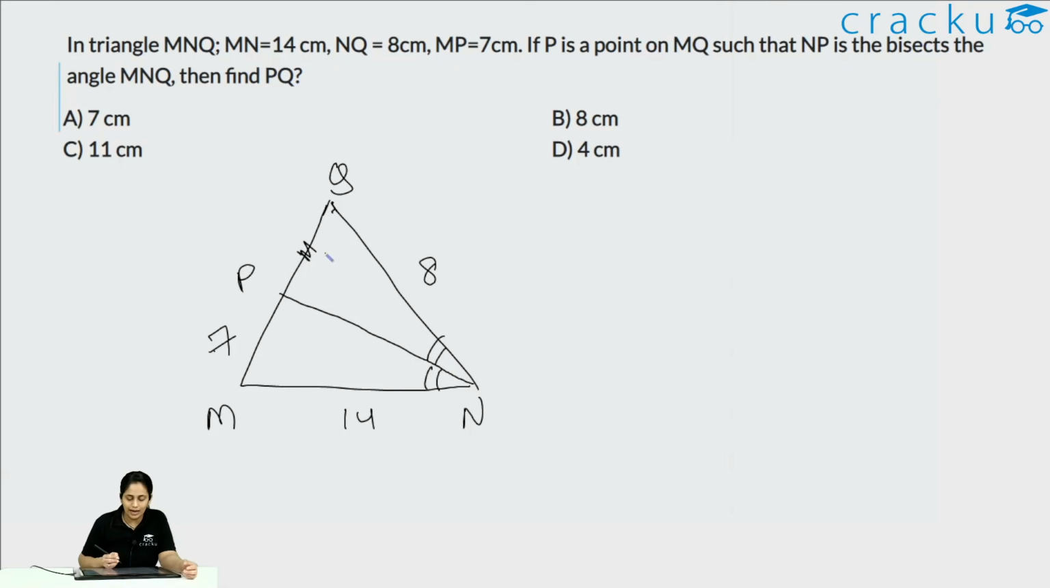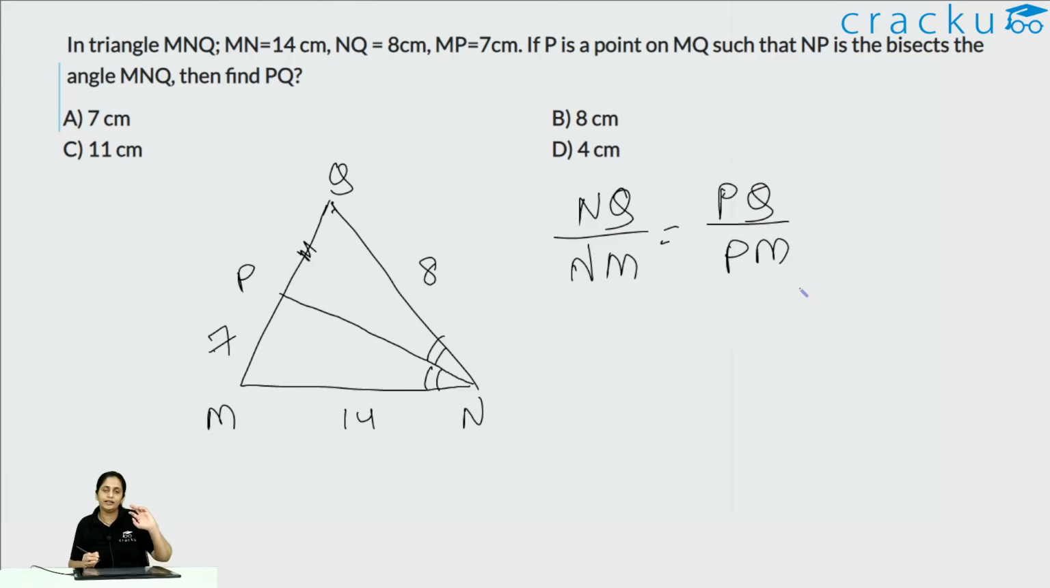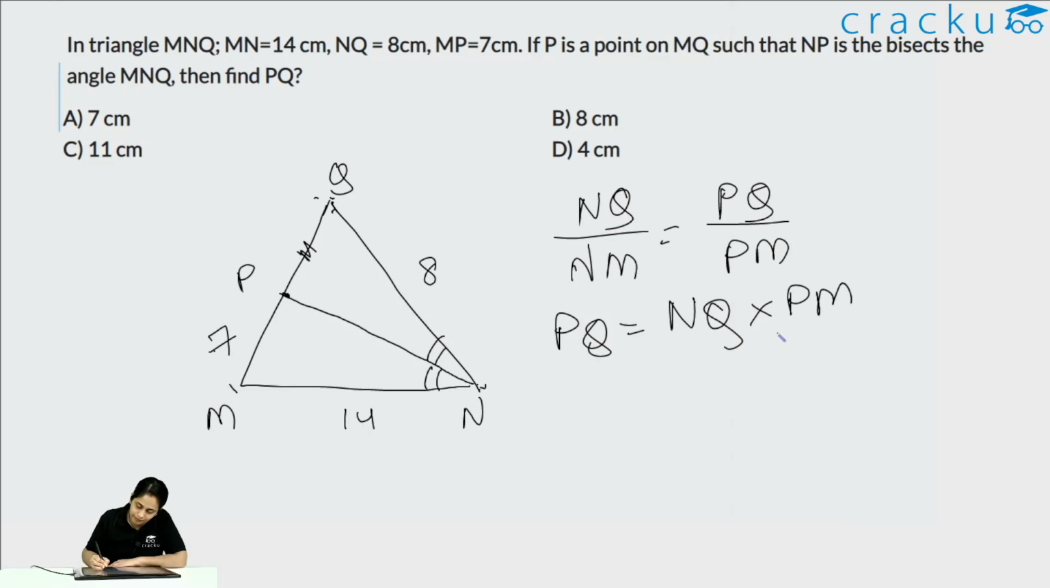Now we can simply use our angle bisector theorem. NP is the angle bisector. So by the angle bisector theorem, NQ by NM is equal to PQ by PM. If you find it difficult to remember the formula, just remember the other vertex to one of the other vertices. So NQ by NM is equal to PQ by PM, where P is the point at which the angle bisector touches. We have to find PQ. So essentially PQ is equal to NQ into PM by NM.